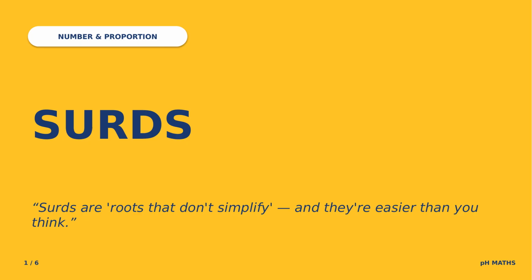Today's explainer is surds, roots that don't simplify to nice integers. Root 2, root 3, root 5. They look intimidating, but the rules are surprisingly clean. By the end of this, you'll know how to simplify any surd, how to rationalise a denominator, and the one trap that catches half of students.